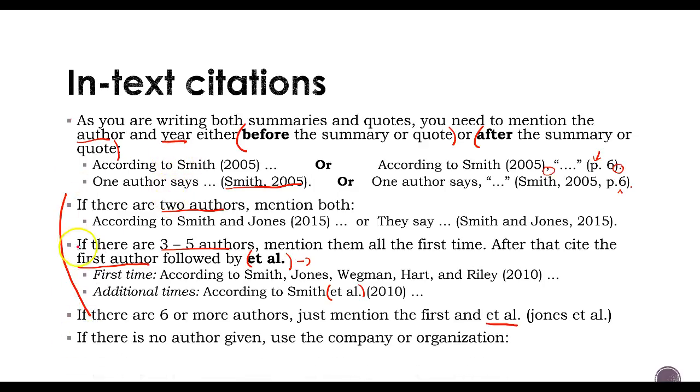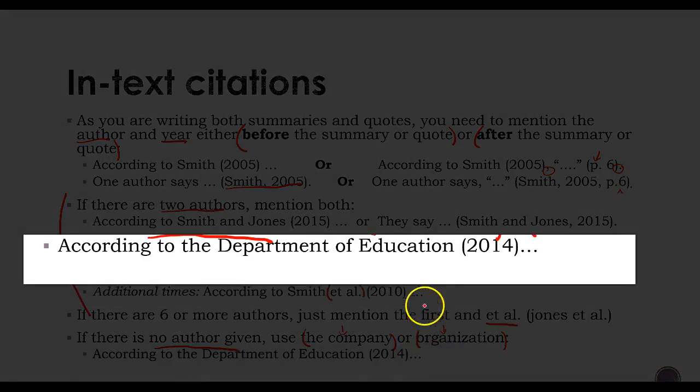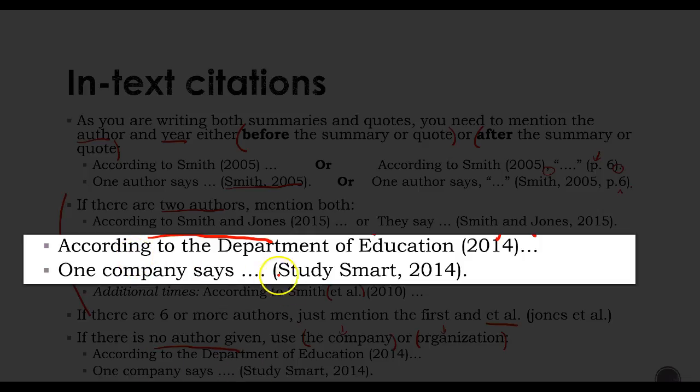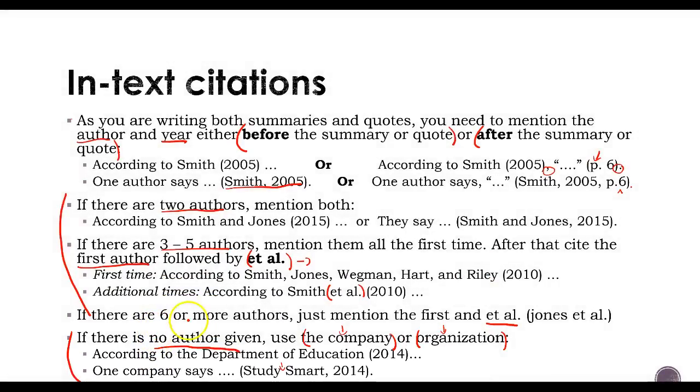But sometimes there's no author given, or you can't find an author. You want to try to use the company or the organization. It's very rare that you have a case where you can't find some kind of company or some kind of organization to give credit to. So I always tell people, use the organization or company. So you'd say something like, according to the Department of Education, 2014, since they didn't give us a specific author, we just mention the department. Or we could say, one company says da-da-da, Study Smart 2014, and Study Smart would be the name of the company. So if no author is given, make sure you use the organization or company instead.